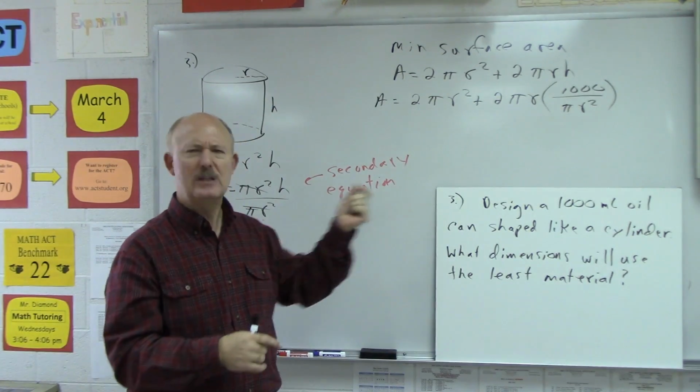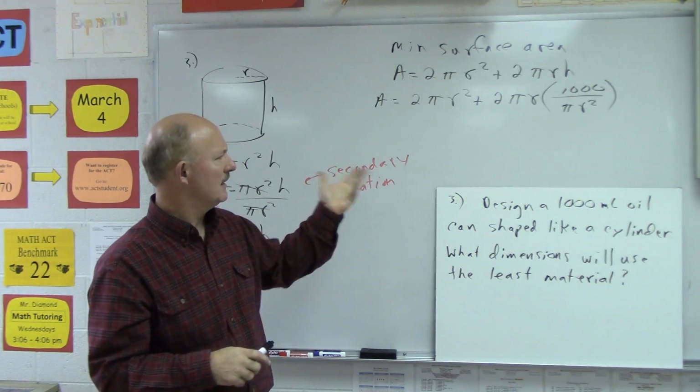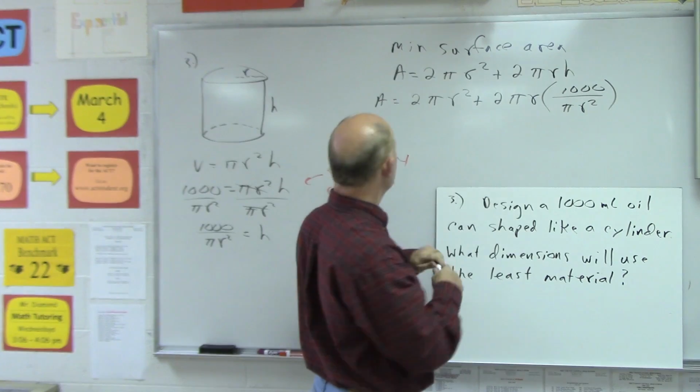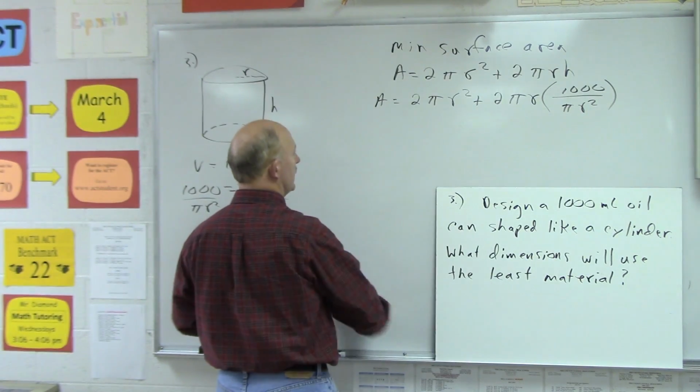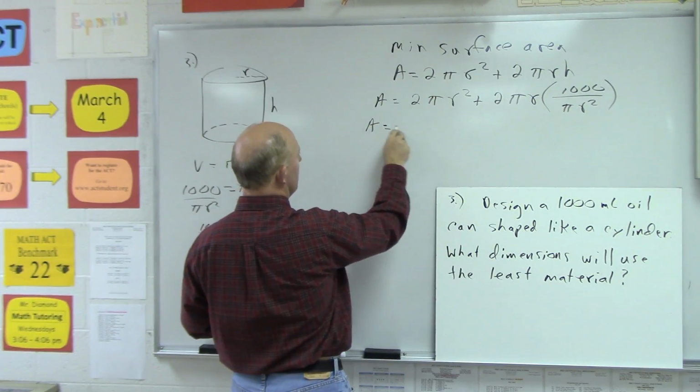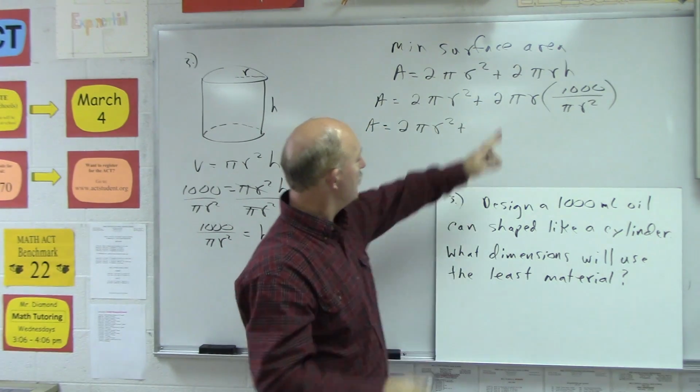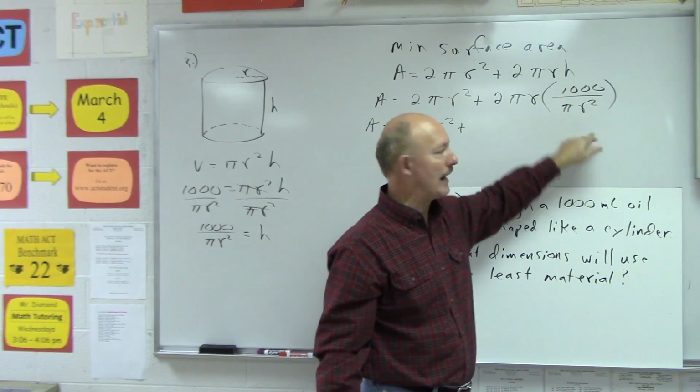But let's see if we can simplify this a little bit, so we can kind of clean it up. So to start off, let's see if we can multiply. I'm going to erase this here. Our surface area here is going to be 2 pi times the radius squared plus, now let's multiply 2 pi r times this fraction.